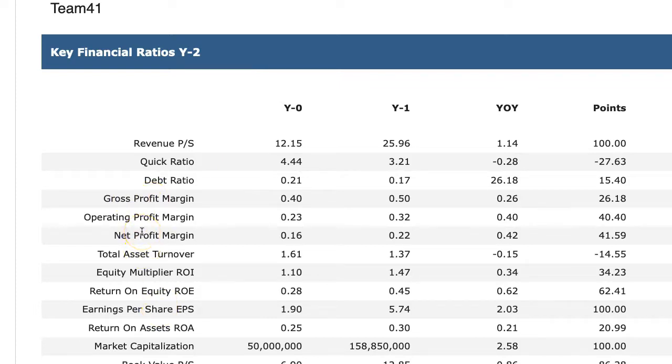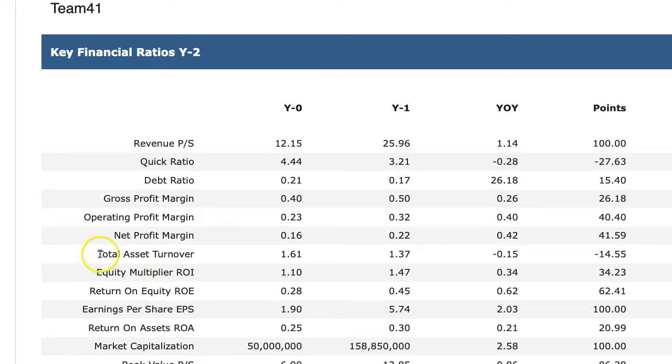So this is a great tie-in to chapter 3 in the textbook, because in chapter 3 we're talking about gross profit margins, operating profit margins, net profit margins, how to calculate them, and what changes in the company help to increase them. So this is how the textbook and the course connect to the simulation.